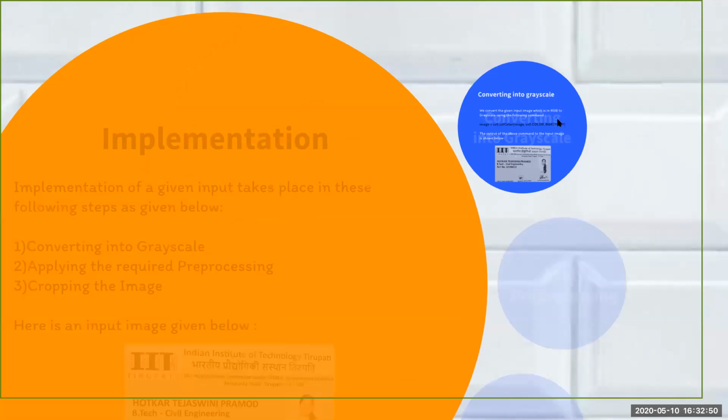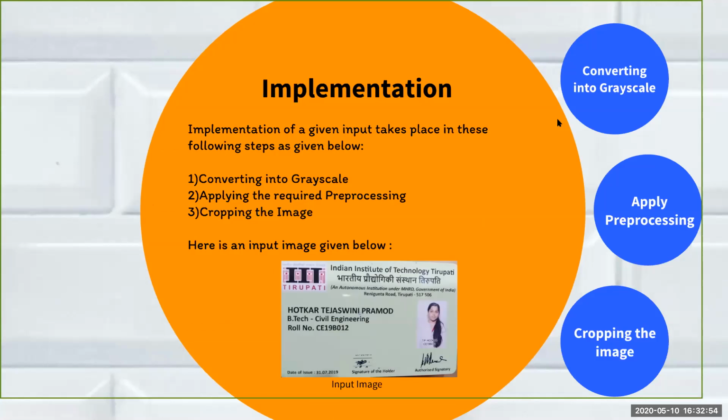So here the input image is given below. Now we'll convert this image into grayscale.